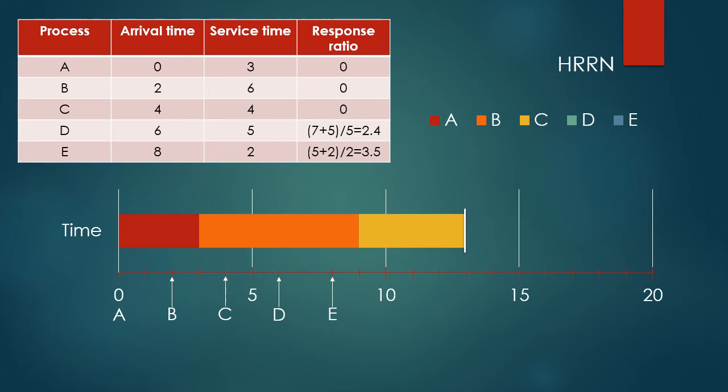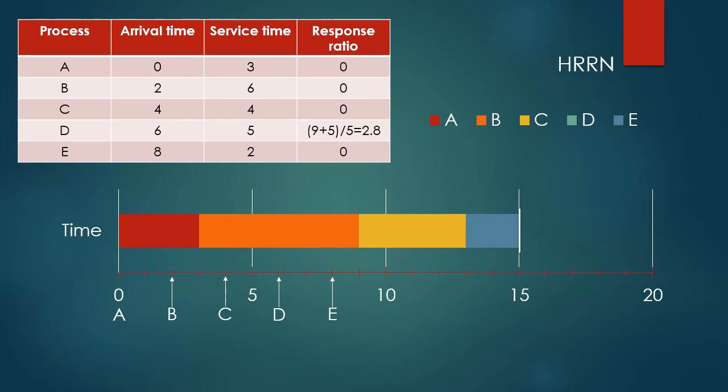C ran for 4 seconds and finished off at time instant 13. Then we re-evaluated the response ratios of D and E. The weight of D is 7. The service time is 5. Response ratio is 2.4. The weight of E is 5. The running time is 2 and its response ratio is 3.5.